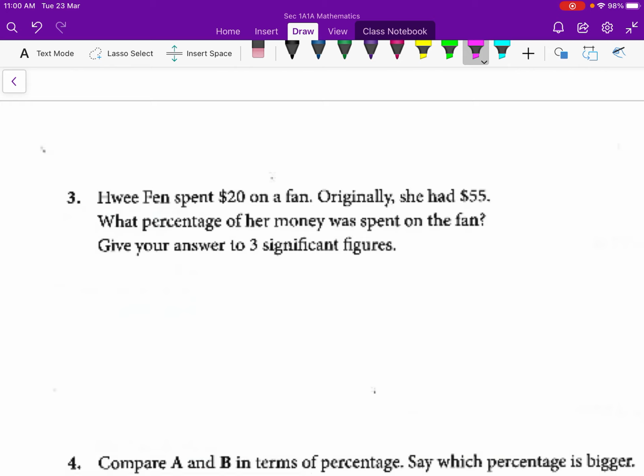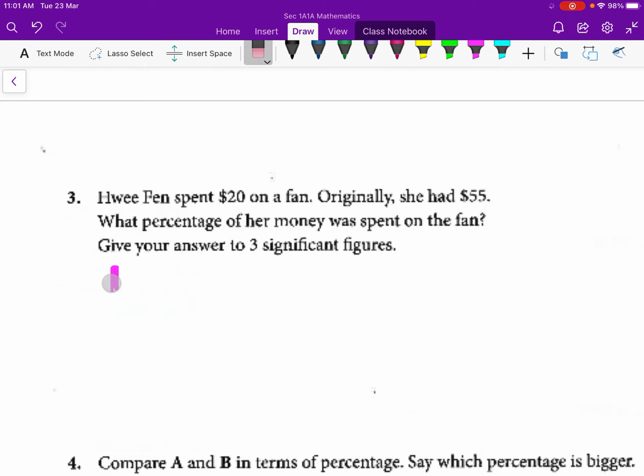I'll do it. Hui Fen spent $20 on a fan. Okay, understand what that means, right? She spent $20 on a fan. Originally, she had $55. Oh, that's a lot of money. I would like you all to really imagine that this is happening to you, because if you treat it as something that you don't understand, wow, problem sum again, I cannot do it, then very difficult to score. Think about it as your own experience. Originally, you got $55 in your pocket, you spent $20 on a fan. So what percentage was spent on the fan?